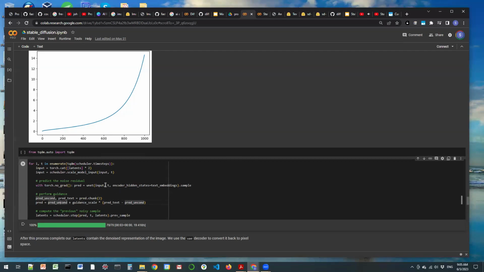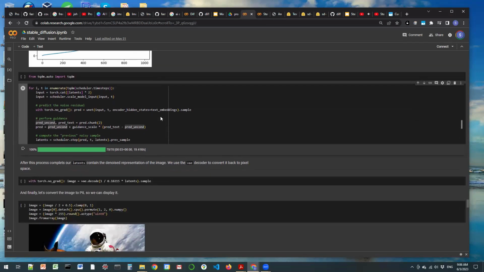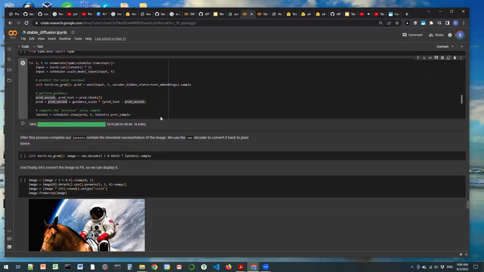The scheduler is what is used to provide the noise that's used in this process. So that's why the scheduler is relevant and is important to use, or we can play with various different schedulers.